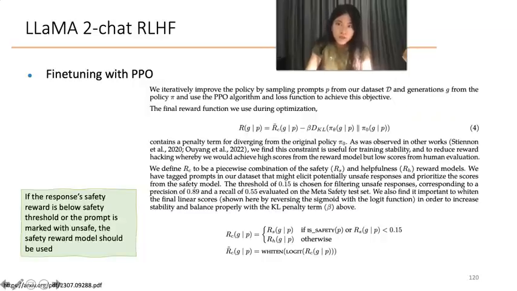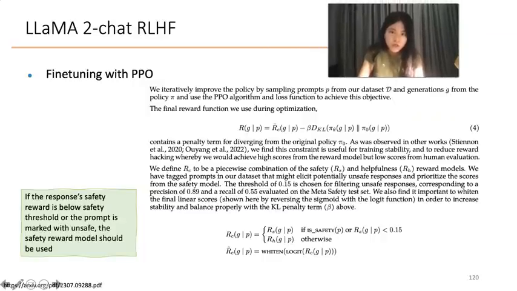And again, we fine-tune the Llama 2 chat model with PPO. Here the final reward function for PPO is the reward from your reward model minus the beta times the KL divergence term. And this reward score is chosen from either the safety reward model or the helpfulness reward model. So when your safety reward score is below some threshold, or if your prompt is about safety, then you need to use your safety model.